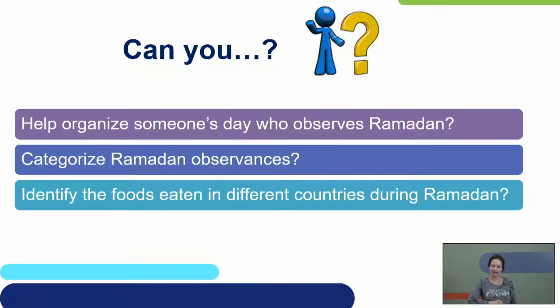Can you help organize someone's day who observes Ramadan? Can you categorize Ramadan observances? Can you identify the foods eaten in different countries during Ramadan? If you answered no, don't you worry. We're going to find out all of these things.